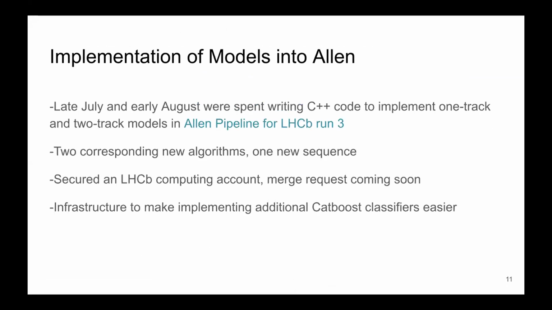So once we had these models and we knew that they worked reasonably well, we wanted to write some code to implement this into the Allen pipeline. So late July and early August, for me, were spent writing a lot of C++ code to get these implementations in. I wrote 2 corresponding new algorithms, one for the one-track BDT and one for the two-track BDT, and then 1 new sequence in Allen that basically incorporates these 2 algorithms into the rest of HLT1. I just recently secured an LHCb computing account, so I'll be able to submit a merge request for this code soon.